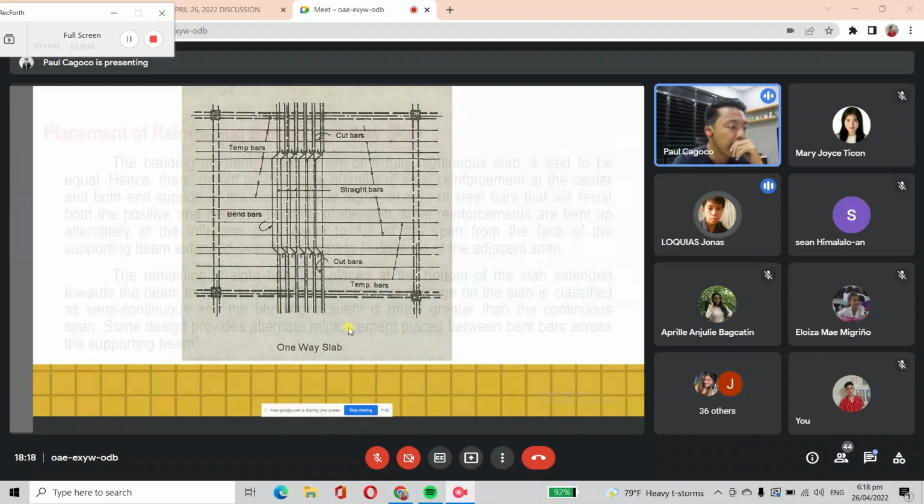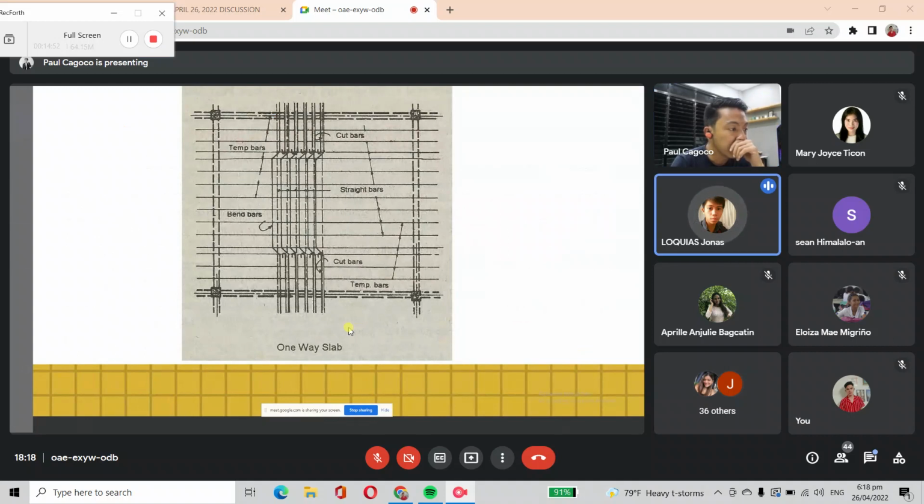Yes, sir. So, makasabta naman tingali sa illustration. Okay. Straight bars, sir. Kanang straight bars, mo-extend po na pareha sa mga bend bars? Yes, mag-extend gihapon ang straight bars, from its word straight. So if naa kay continuous nga beam on the other side, mu-extend gihapon na siya dito.